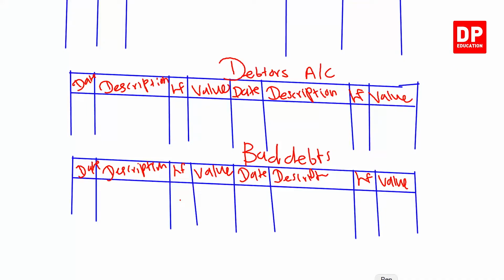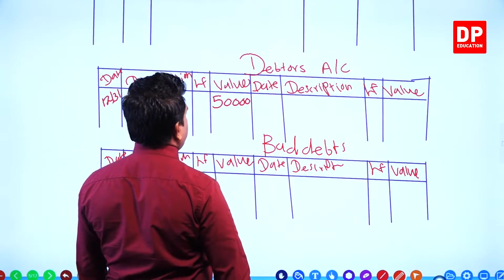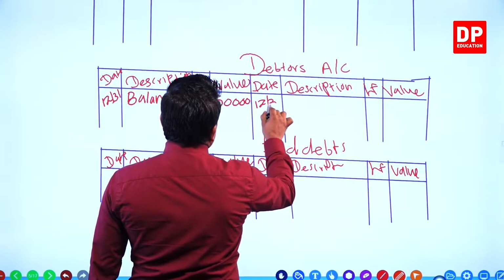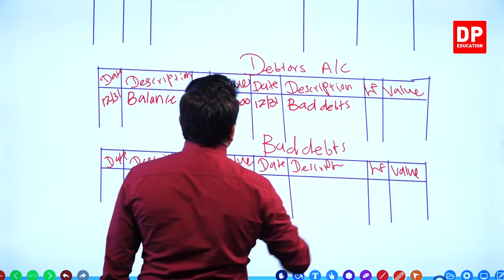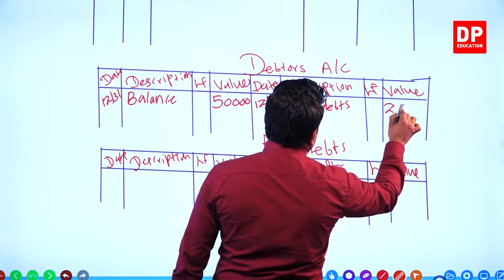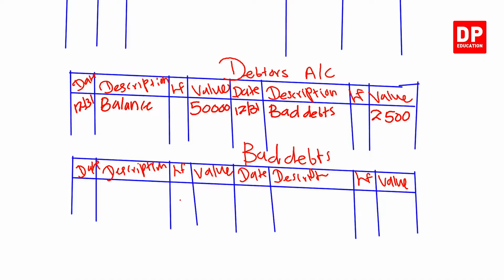12/31, balance of the debtors, 50,000. Now you remove 2,500 out of this. Why do you want to remove it? The bad debts amount is 2,500. Then on the same date you remove it. Then in the debtors account you write bad debts 2,500. In the bad debts account you write what? Debtors, how much? 2,500.